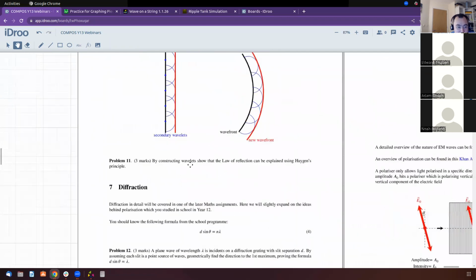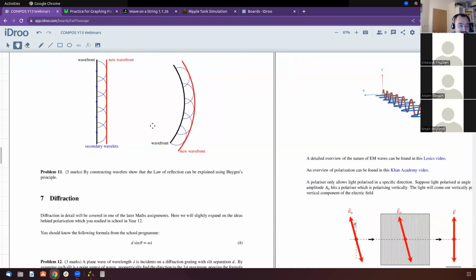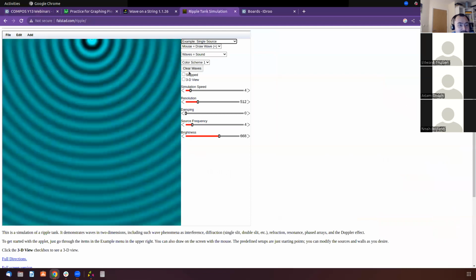There's a question. By constructing wavelengths, show that the law of reflection can be explained by the Huygens principle. Oh, we were talking about the ripple tank. Sorry. So let's talk about diffraction.